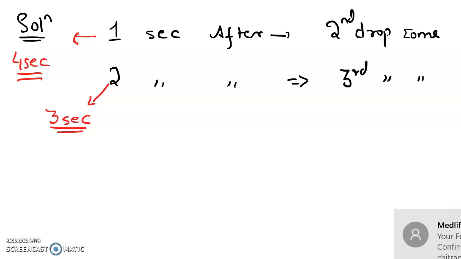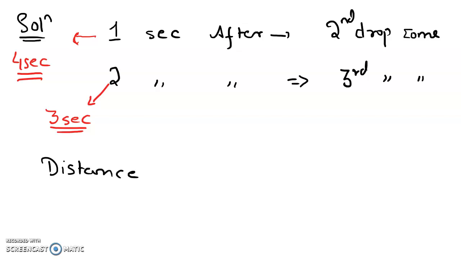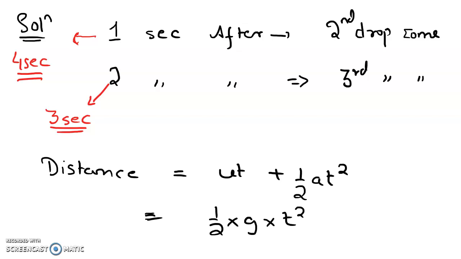So if I need to find the distance between the drops, one has taken 4 seconds and another has taken 3 seconds. First of all, the distance traveled by any drop is ut plus half at square. But u is 0 because it is just falling. So this is just half g t square, where t is the time taken by it.